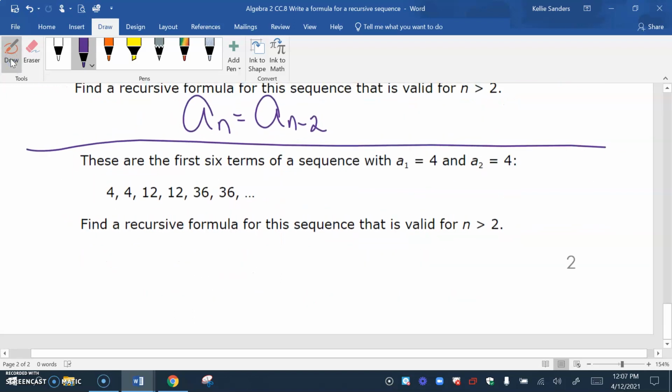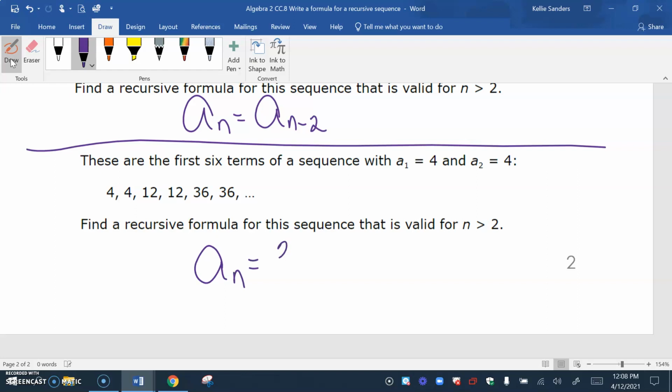4, 4, 12, 12, 36, 36. So we're multiplying by 3 to get those, but in the process, we are repeating each term before we go on to the next one. So I know we're multiplying by 3, but we're using the term that's before the term before it, okay? So the second term before it.